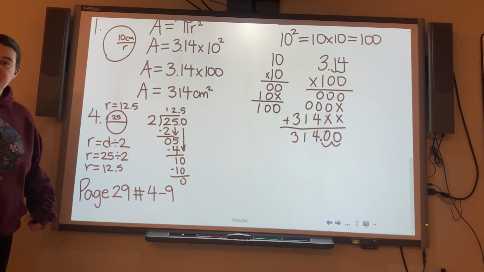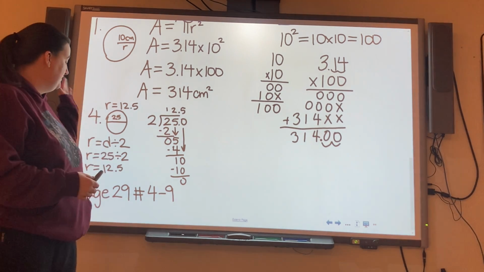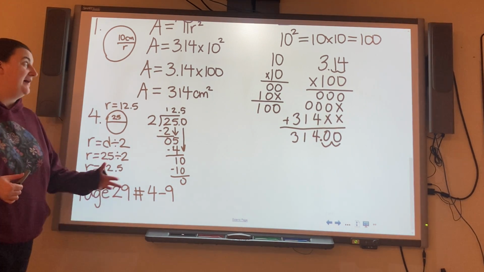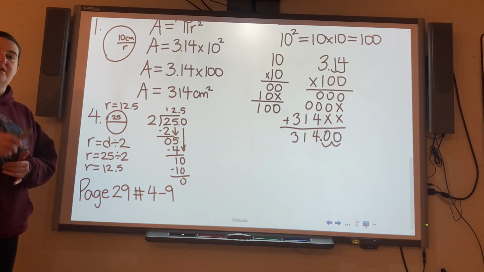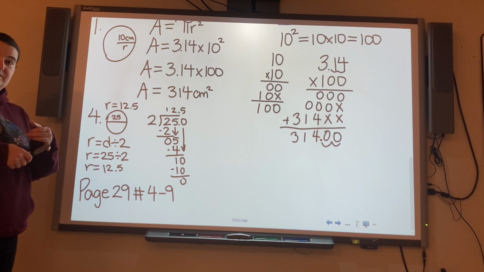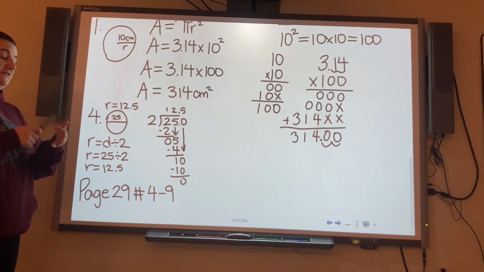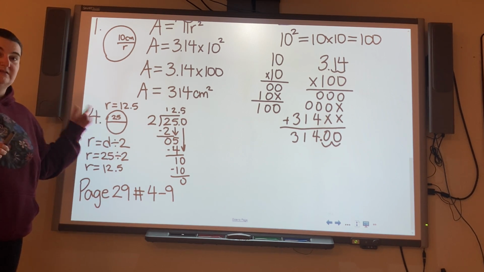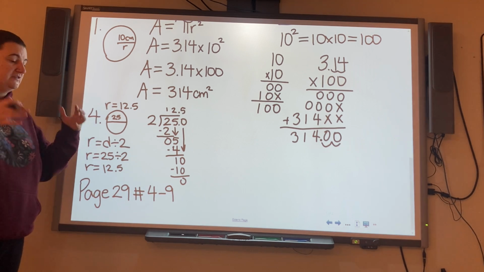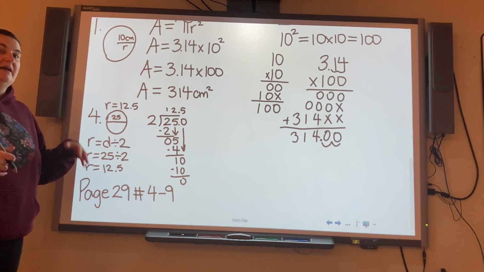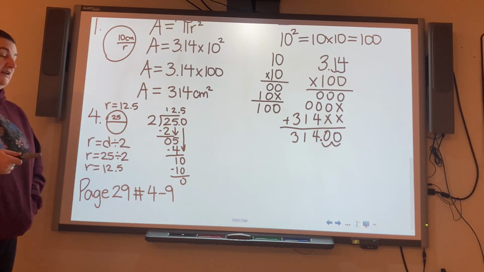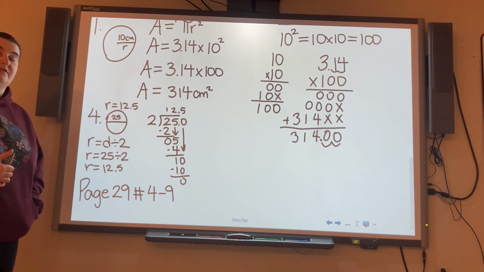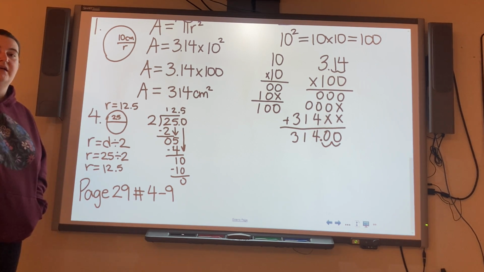Ask for help if you need it. And there's only those 2 pages, 28 and 29, but it is more complicated than what we've seen before because you've got exponents, you've got pi, and you've got changing diameters to radius. So take your time, focus on one thing at a time, ask for help if you need it. If you do end up getting done page 29 before 10:30, just go back and work on area of a square or area of a triangle.